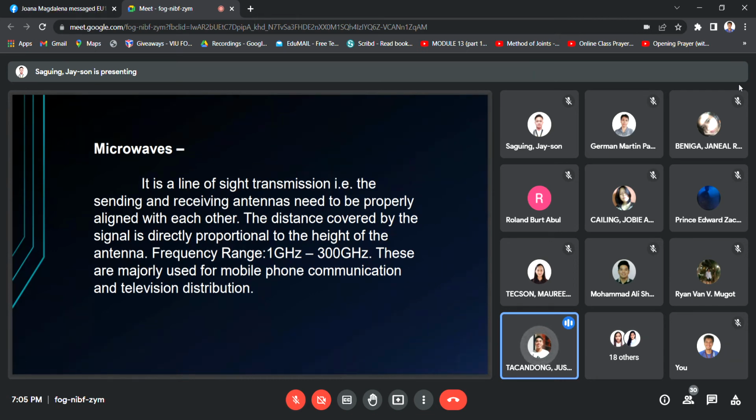So the second type of wireless media transmission is the microwave. It is a line of sight transmission. The sending and receiving antennas need to be properly aligned with each other. The distance covered by the signal is directly proportional to the height of the antenna. Frequency range from 1 gigahertz to 300 gigahertz. These are majorly used for mobile phone communication and television distribution. Examples of microwave are weather satellites, Bluetooth, and Wi-Fi.